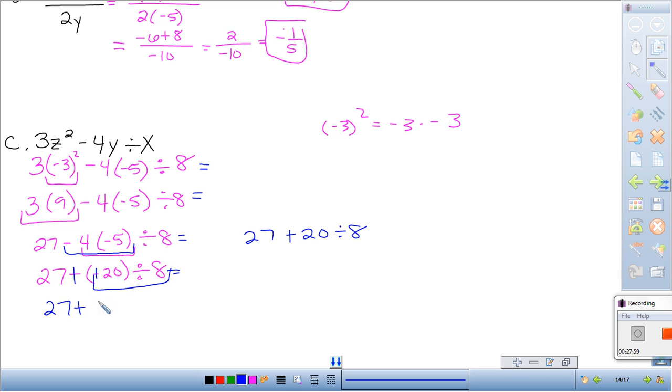27 plus 20 divided by 8. So 27 plus 8 goes into 20 2 times, and that's 16. So there are 4 left over out of 8, which we can simplify to be 27 plus 2 and 1/2. 27 plus 2 is 29, so 29 and 1/2.